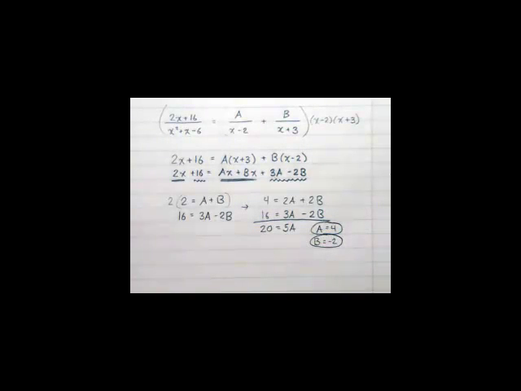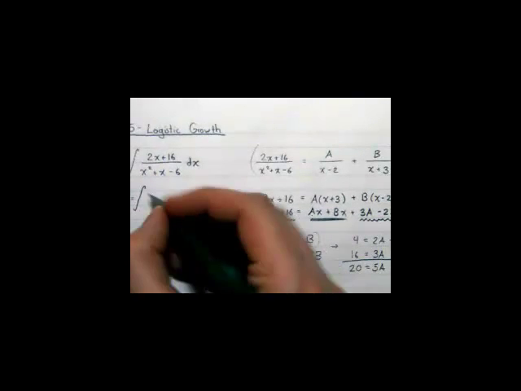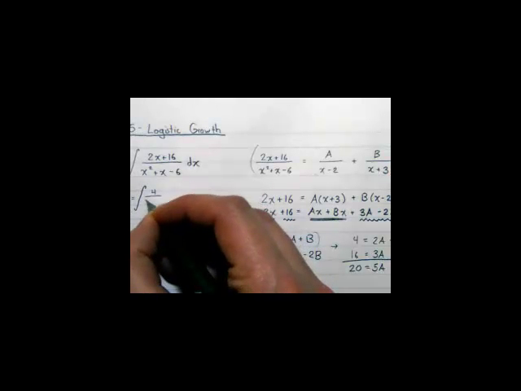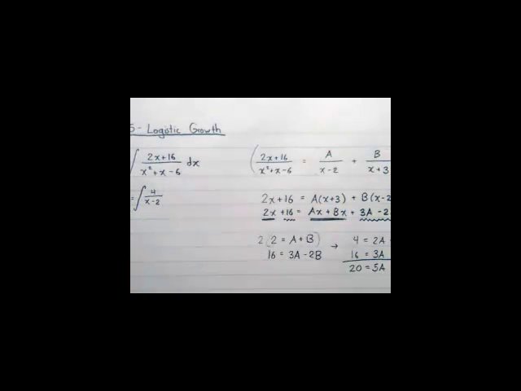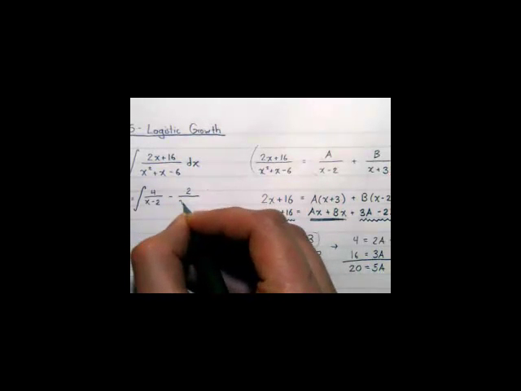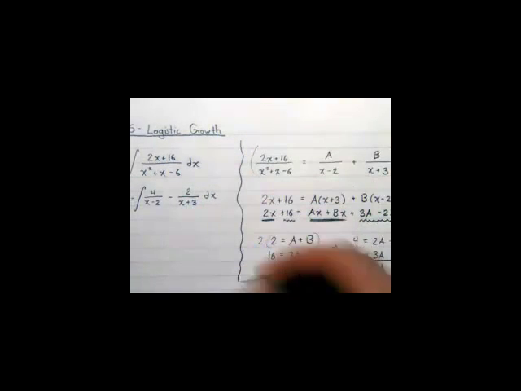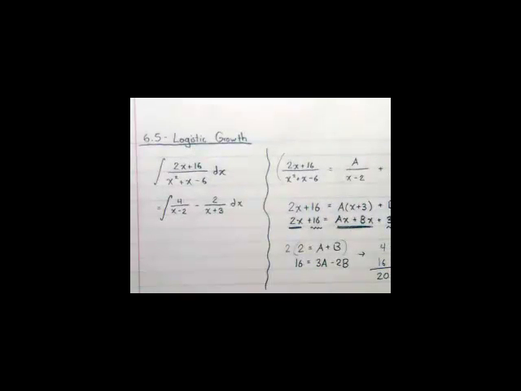All right, so I've got a and b. So now my partial fraction decomposition is what it's called. I can rewrite this integral then as being the integral of a over x minus 2, which was 4 over x minus 2, and then b was negative 2, so minus 2 over x plus 3. So this original integral I can do like that instead.